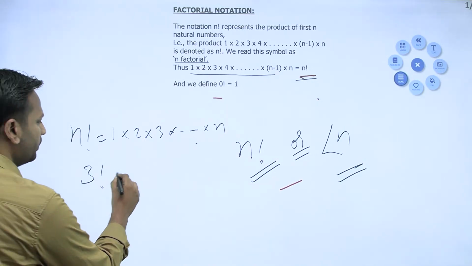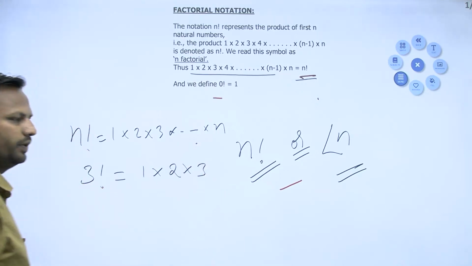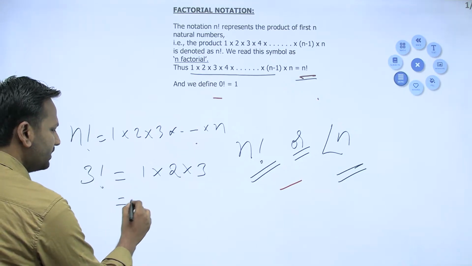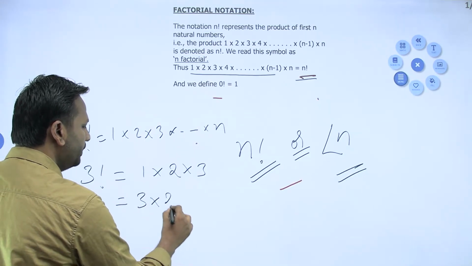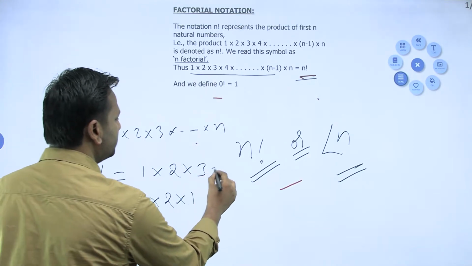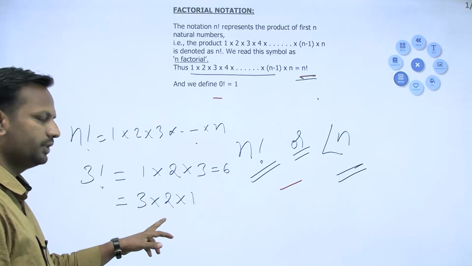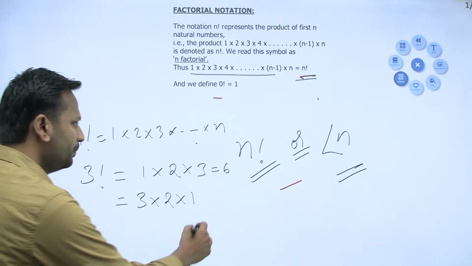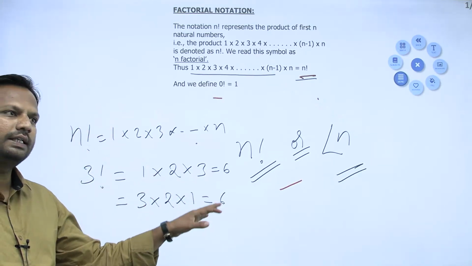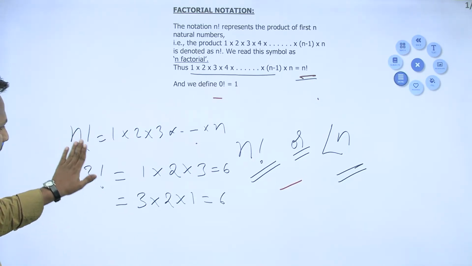Now you see this, for example, let me take 3 factorial, students. How do you write 3 factorial? It's the product of the first 3 natural numbers, 1 into 2 into 3, right? Can I write this like this, 2 into 3 into 1? We'll be getting the same answer, 6. 1 into 2 is 2, 2 into 3 is 6. Here, 3 into 2 is 6, 6 into 1 is 6. Both answers are the same. I can express 1 into 2 into 3 as 3 into 2 into 1. Yes or no?